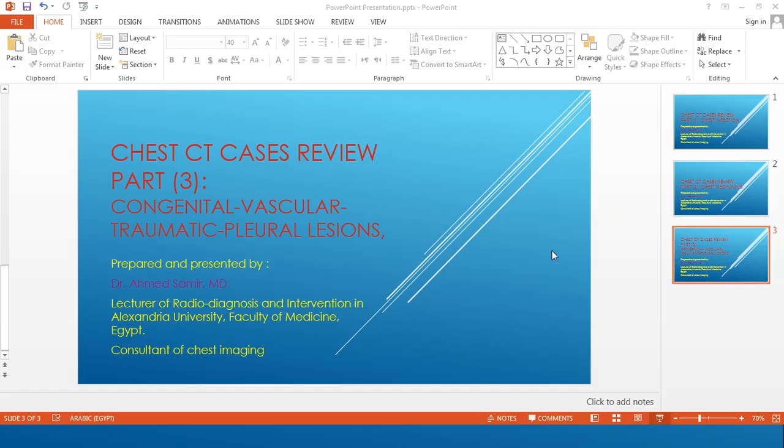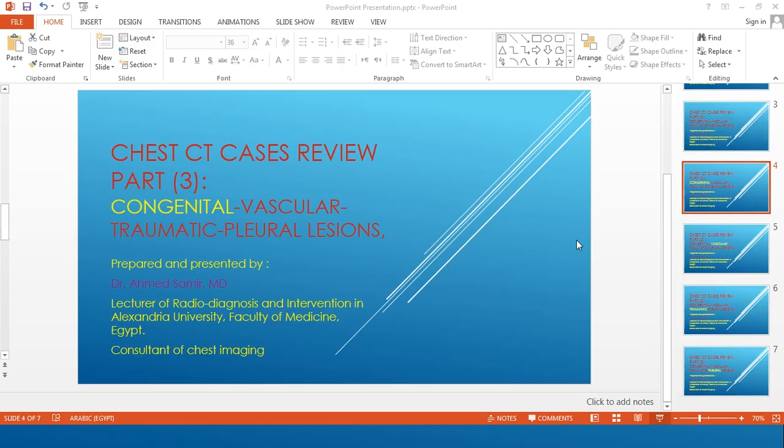Today we will discuss part 3 of our chest CT cases review. We will discuss plenty of pathology: congenital pathology, vascular pathology, traumatic pathology and pleural lesions. We start with the congenital diseases, inshallah.